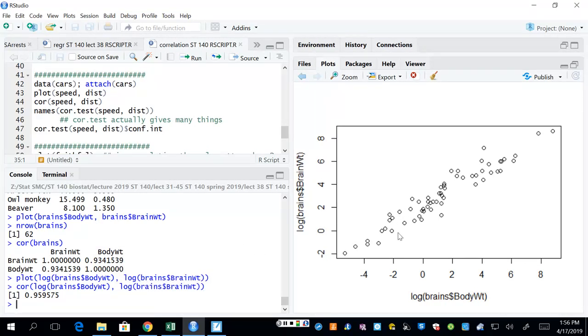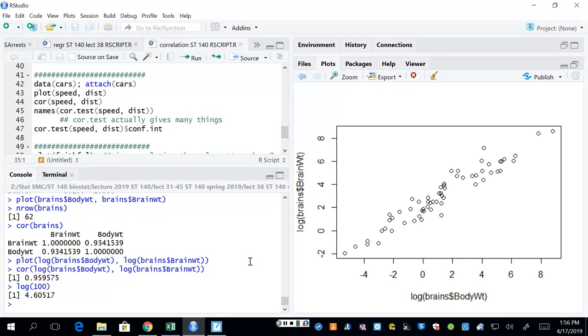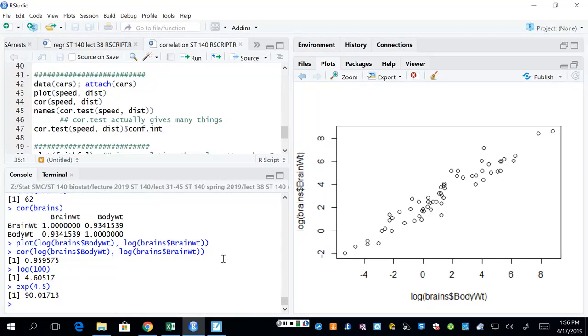So say I have an animal that weighs 100 kilograms. The log of that is 4.6. 4.6 is about here. I could do a prediction on the log scale, and let's say my prediction is about 4.6 here. It's about 4.6 again, something like that, or 4.5. On the log scale, to get back, exponential of 4.5 going back is about 90 grams for a brain weight.